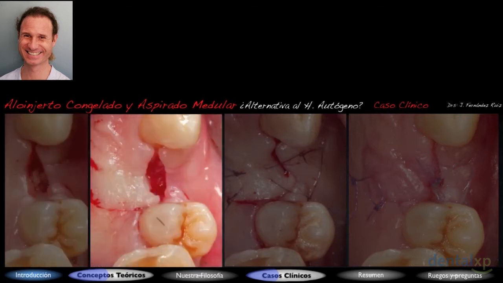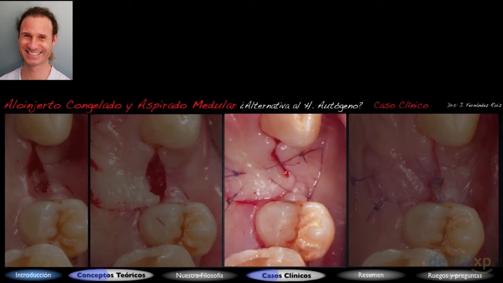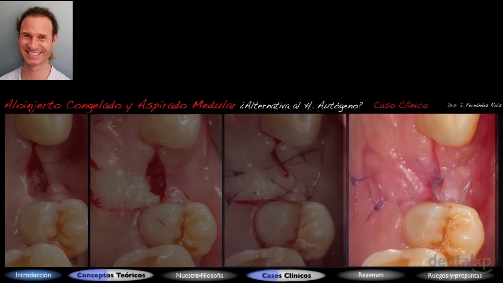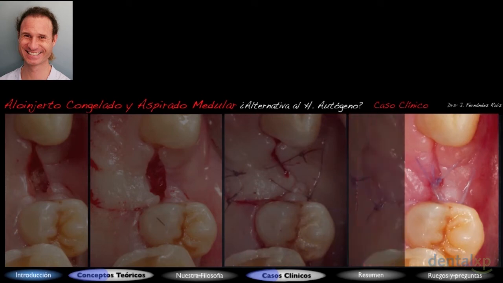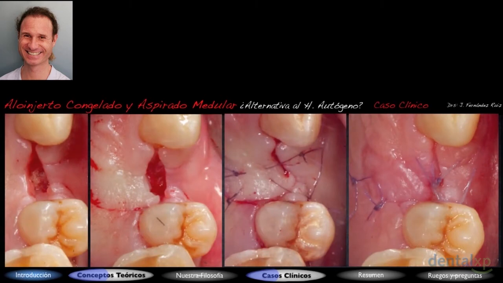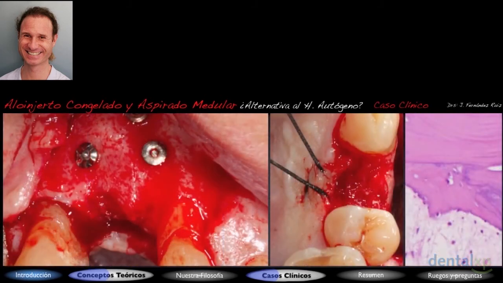Now it is interesting to see how after 3 weeks a small dehiscence occurs in the soft tissues. What we did is a rotational flap from the palate, and we resutured during this appointment, and after 1 week we have a complete closure of the area.